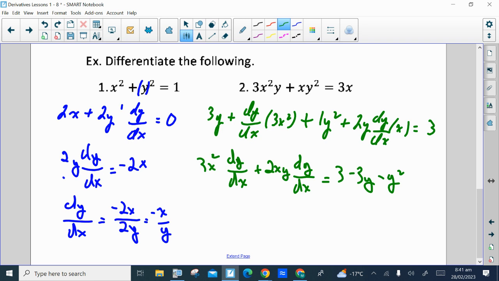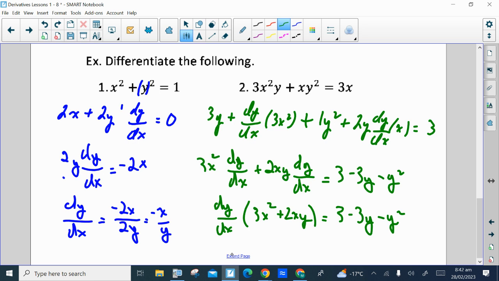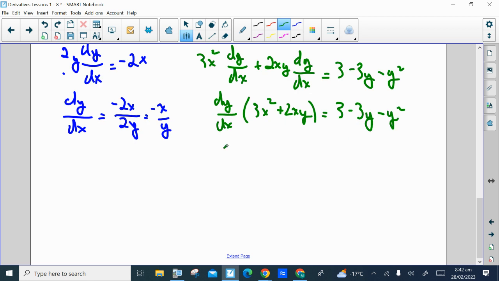Remember, we want to get dy by dx by itself, and we can do that by taking out a common factor of dy by dx on the left. So that'll leave us with 3x squared plus 2xy in the bracket. And then the last step is to divide both sides by what's inside the bracket.